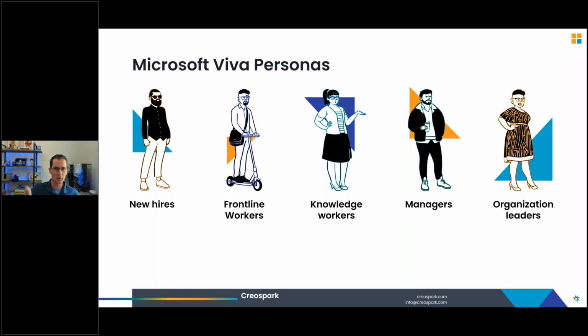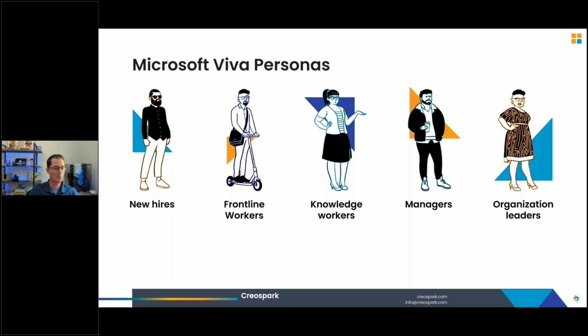And here's the ROI that we're going to be able to give to our organization. Got the new hires. Those new hires turn into something else: frontline workers, knowledge workers, managers, organizational leaders. All of these different people will use the different modules of Viva in a slightly different way. So you'll have your own personas, but I think these are the big 5.